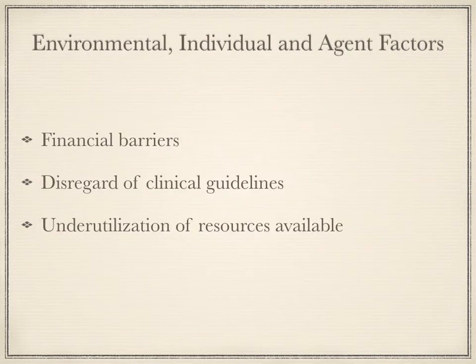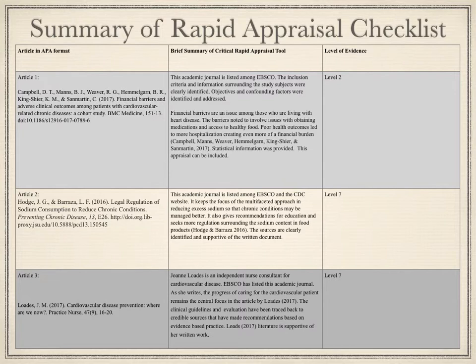Upon review of the literature, the factors that increase cardiovascular disease were financial barriers, disregard of clinical guidelines, and underutilization of resources available. This is just a summary of that rapid appraisal checklist. As you notice, Article 1 has the strongest level of evidence.